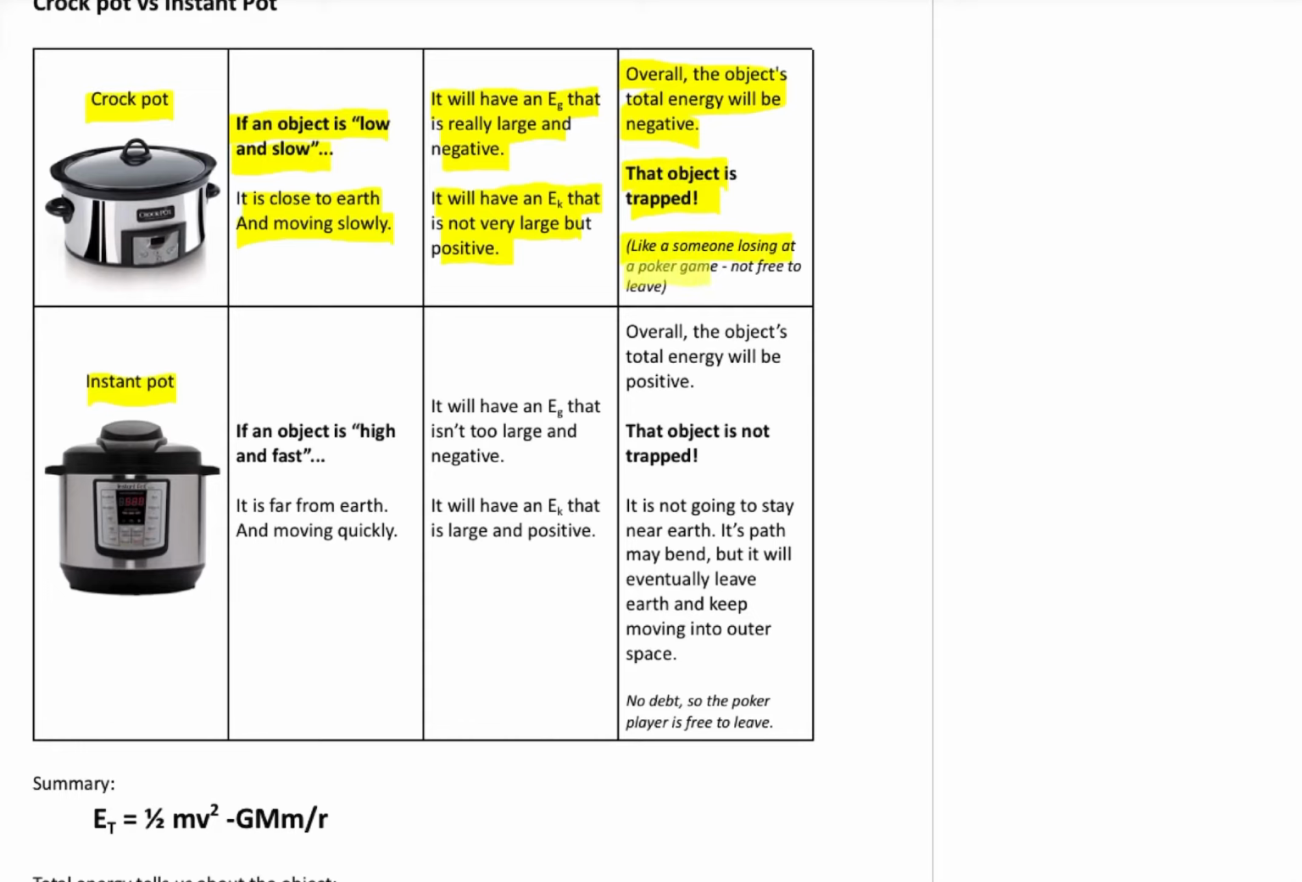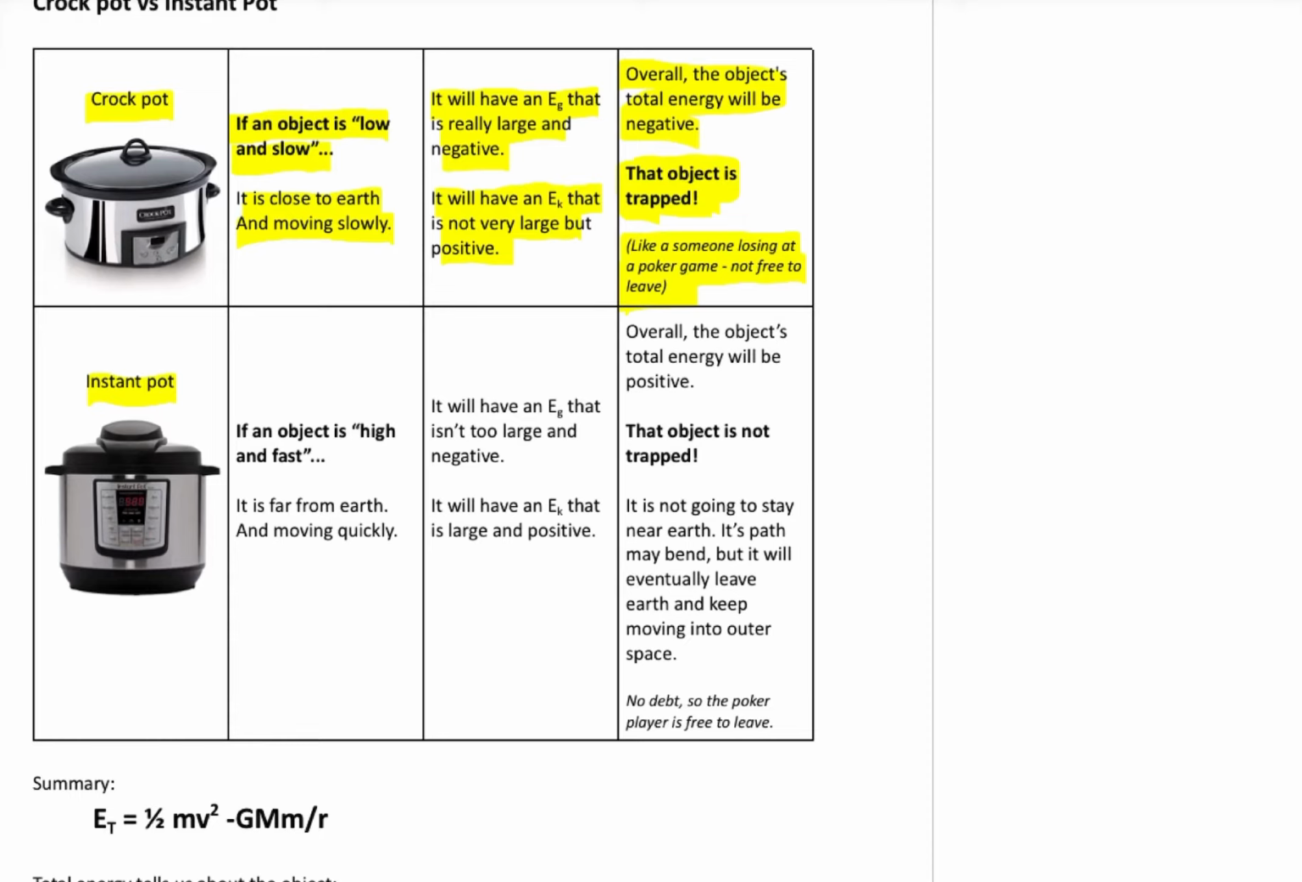This is kind of like you if you have a negative total at a poker game. Maybe you're down $100 and you got a $20 watch on. Even if you take together your positives and your negatives, you still owe money. You're not free to leave that poker game. Maybe you can walk around the room as you collect your thoughts, but you're not allowed to leave. An object that has a total negative energy, maybe it'll orbit Earth, maybe it'll sort of loop around, but it's never going to leave Earth's influence.